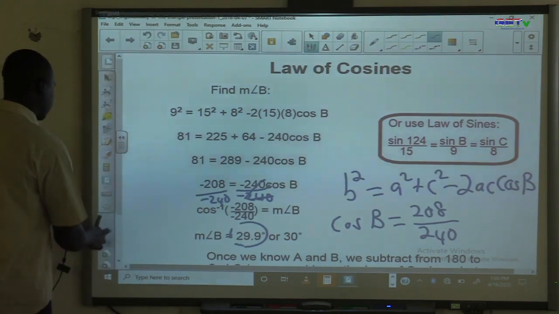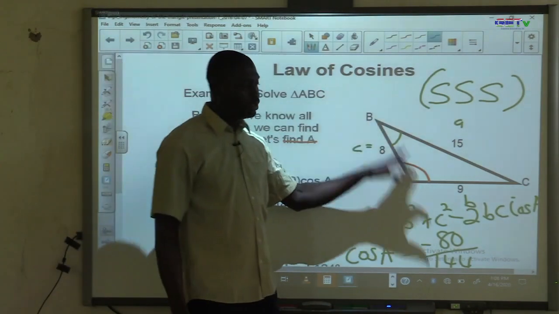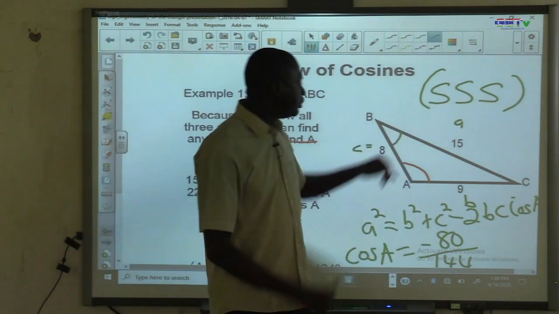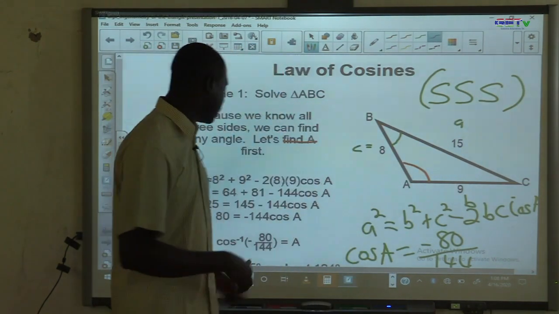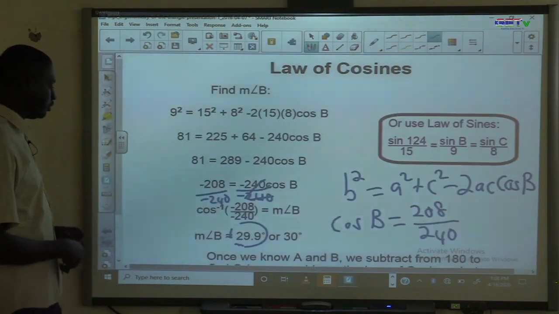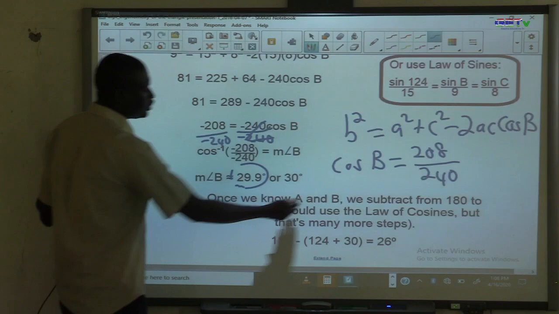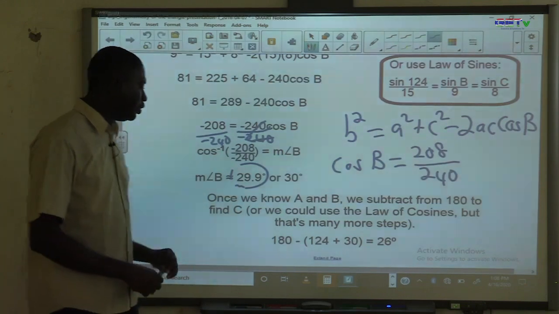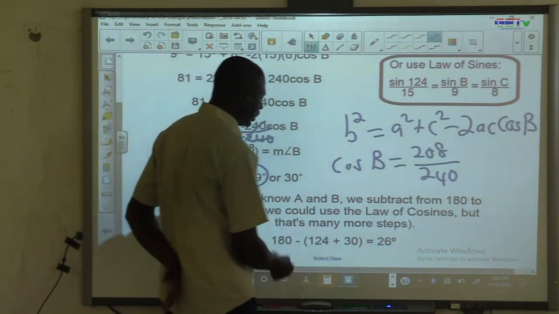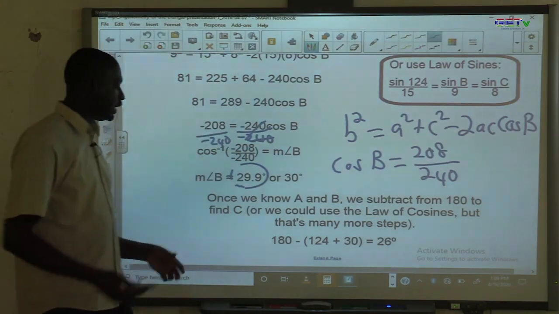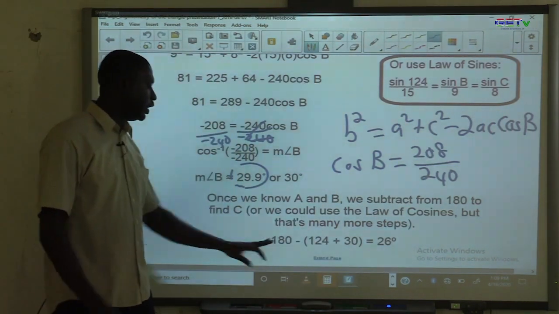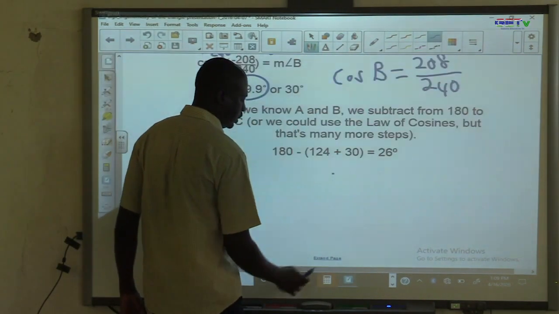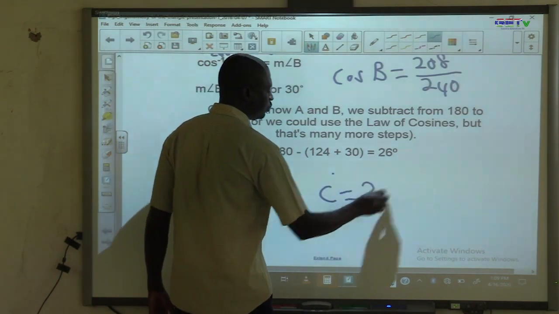So in a given triangle, if we know two sides, we can easily get the third, because the sum of the angles of a triangle is 180 degrees. Once we know A and B, we subtract from 180 to find C. Or we could use the law of cosine, but that makes more steps. So to avoid that, add the two angles that we know, subtract from 180, and that will give us the missing angle, which is C. Angle C, therefore, is equal to 26 degrees.